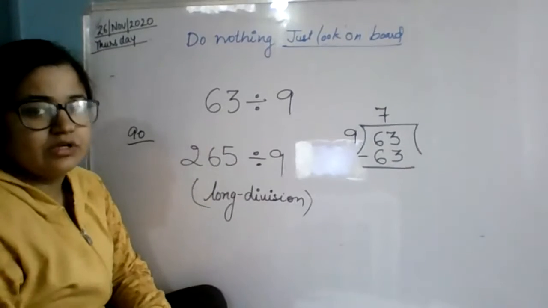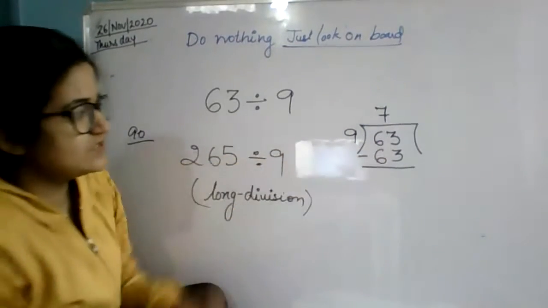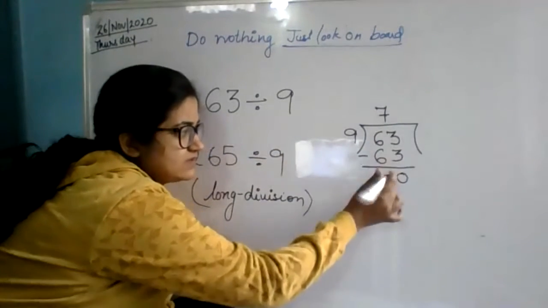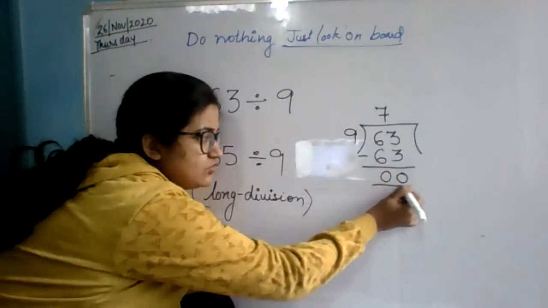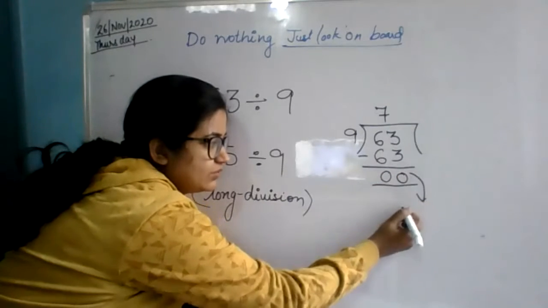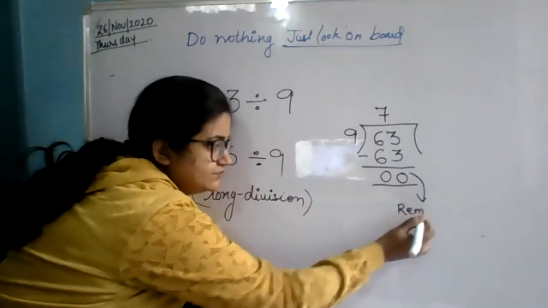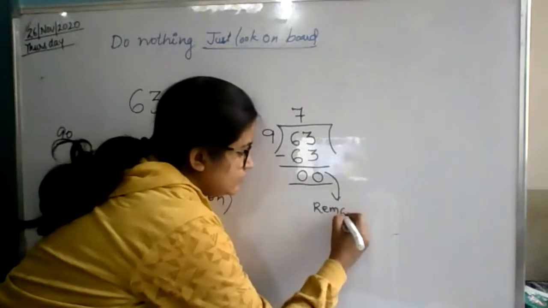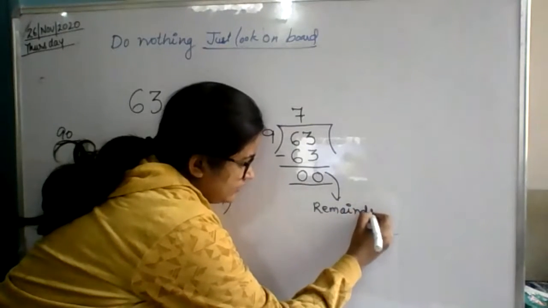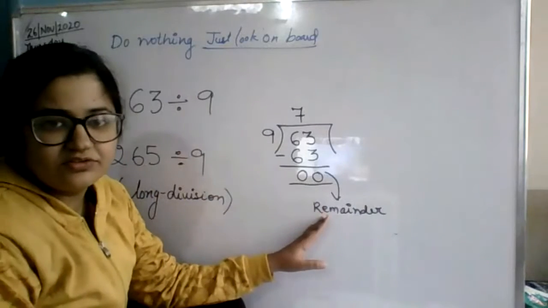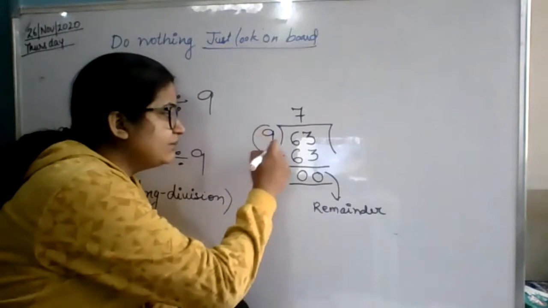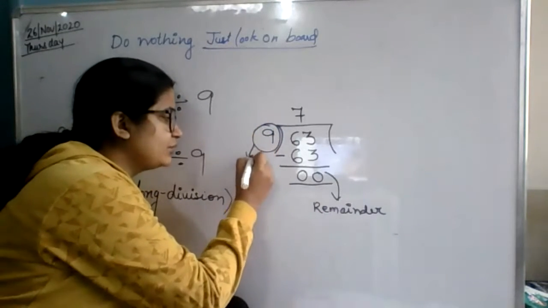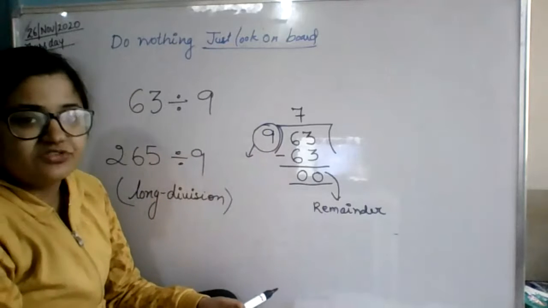63, 3 minus 3 is what? 0. 6 minus 6 is 0. So this is the remainder. This is known as the remainder. The number which is dividing, this is known as the divisor.